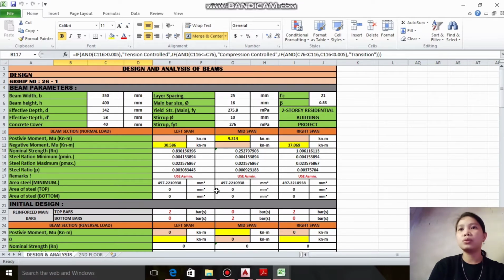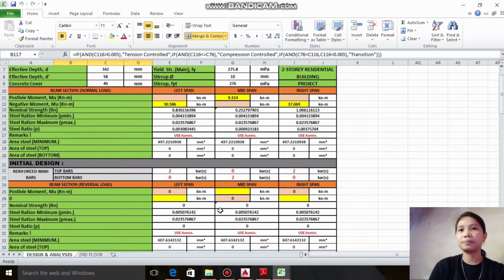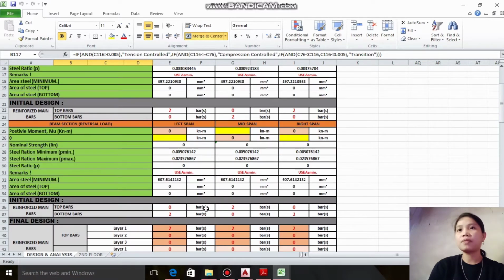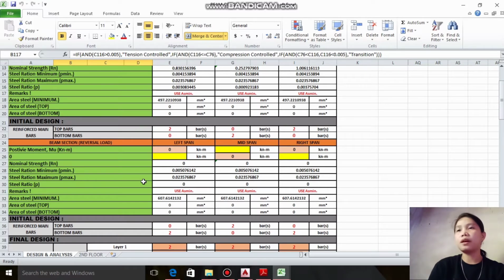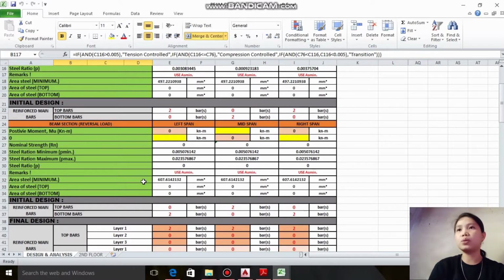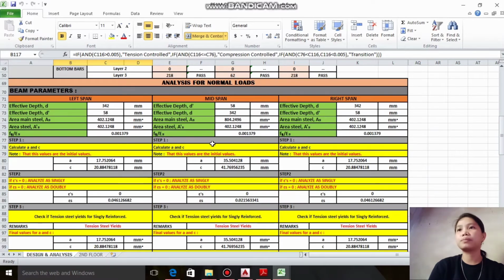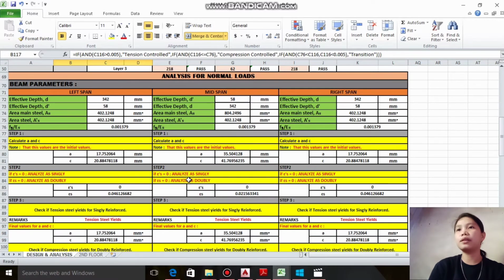So initial designs, the top bars and the bottom bars. For the final design, analysis for normal loads, which is the effective depth is 342, effective depth prime 58mm, the area of main steel 1,124.8 mm squared.